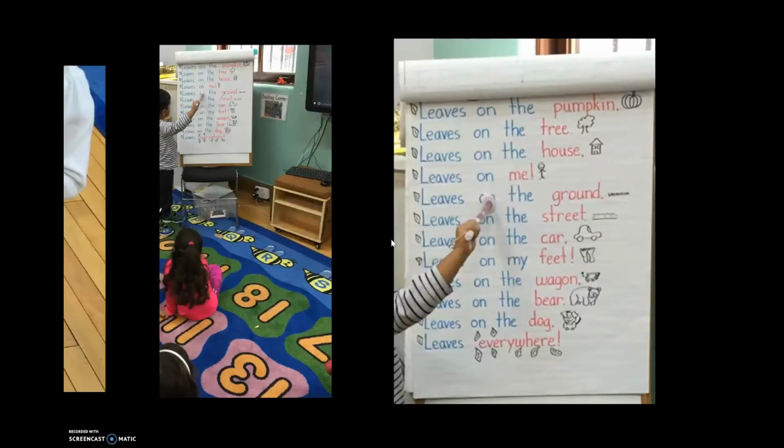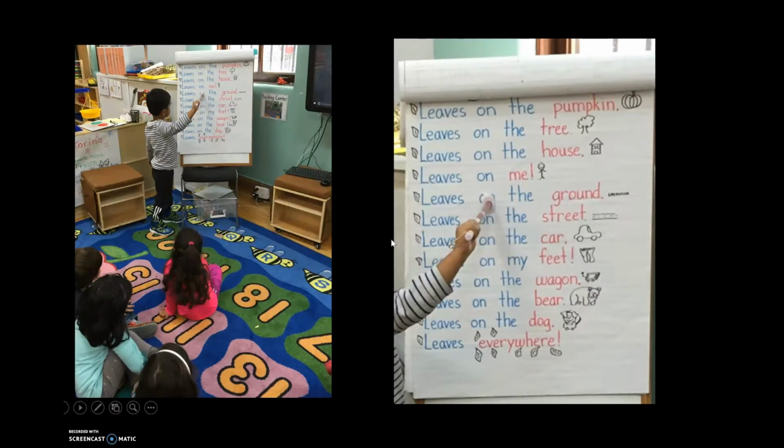This is a poem that was shared with me by another teacher, and I absolutely love this poem because it is very predictable. It repeats the words "leaves on the" many times. And I wrote the words that don't repeat in a different color so they can pay special attention to those words. And always you want to put pictures next to the words whenever possible so the kids can read them easier, because at this point, they are generally not able to read the words on their own. Leaves on the pumpkin, leaves on the tree, leaves on the house, leaves on me.